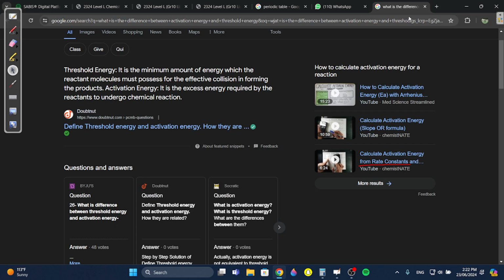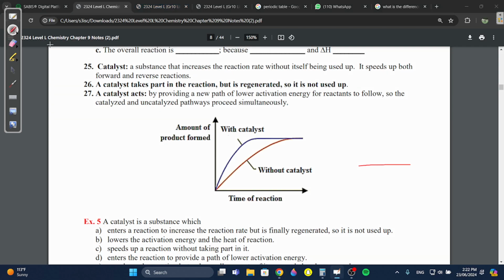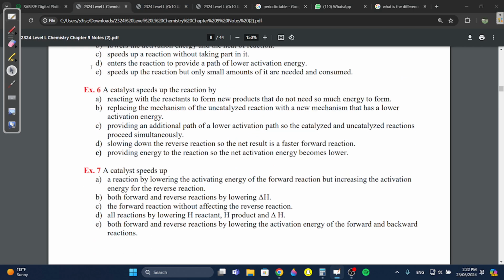I should open up my eyes. Where am I? Okay, I should open up my eyes. You should as well. Chemistry always tries to trick you.